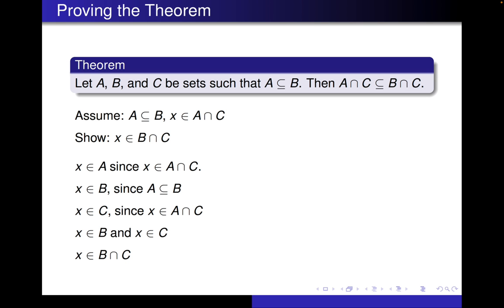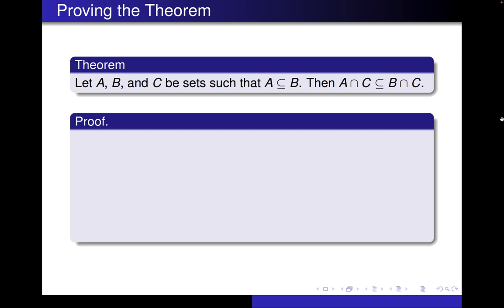Right, so that's half of the things we need to prove that X is in B intersects C. Then we can say that X is in C because X is in A intersects C, and that's just the definition of intersection. So we've just proven that X is in B, and we've proven that X is in C, which means that X is in B intersects C. So the logic works out. That's a nice outline of our proof, and now all we have to do is make it a little more formal, make it a little more nice for our reader.